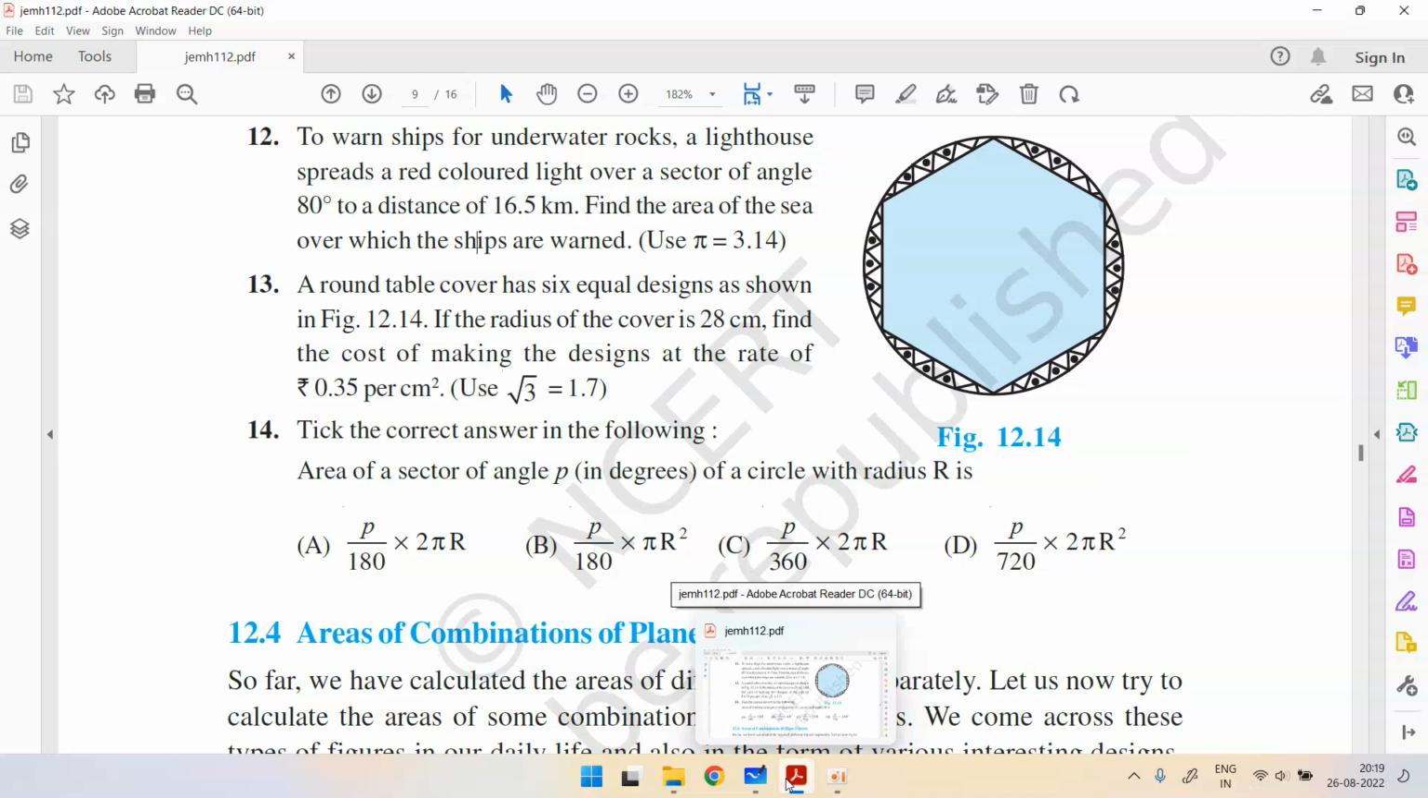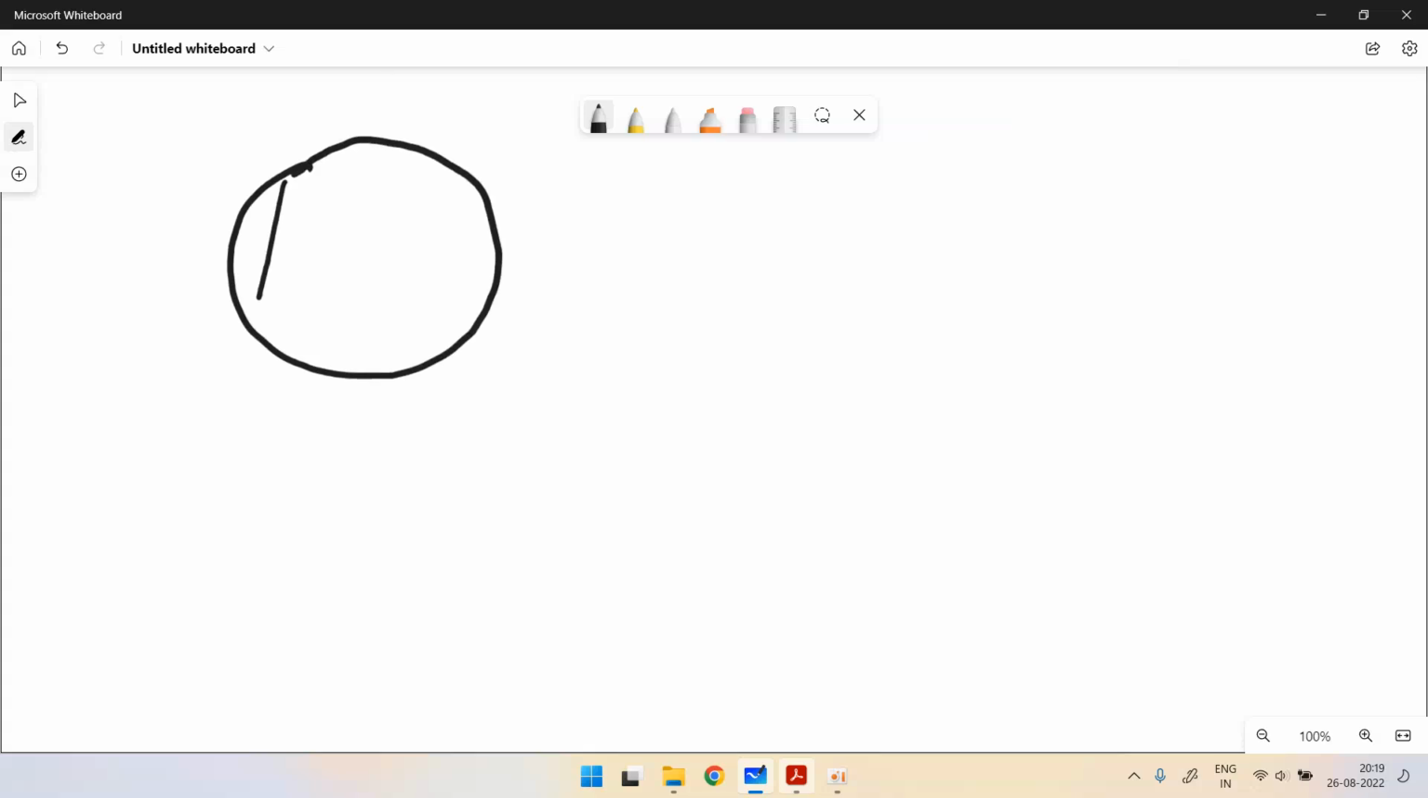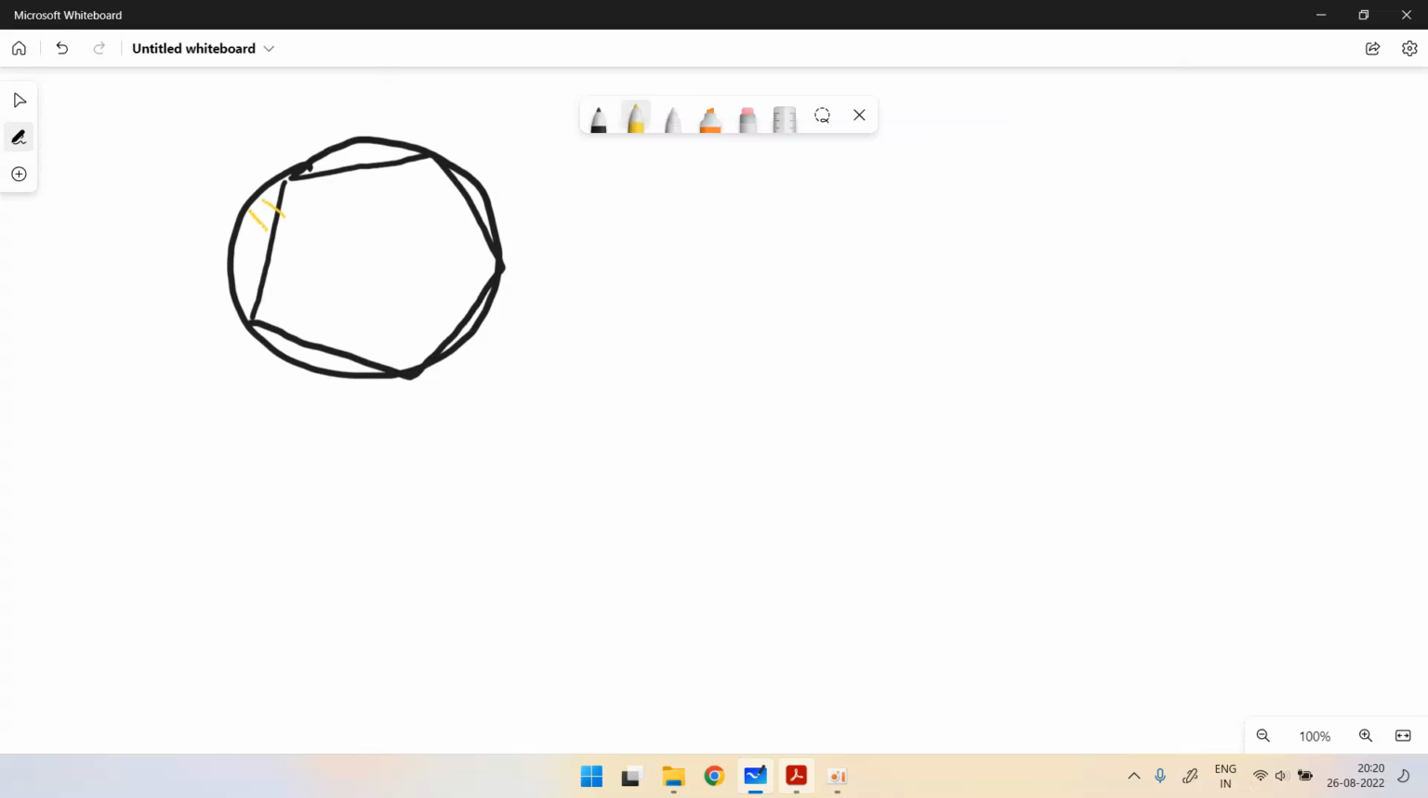So 28 centimeter, 6 equal. See, this is the table. This is divided into 6 equal parts. If it is divided by 6, it is a hexagon. Hex means 6. Some design is being made here. 1, 2, 3, 4, 5. I have made 5. Make 6.